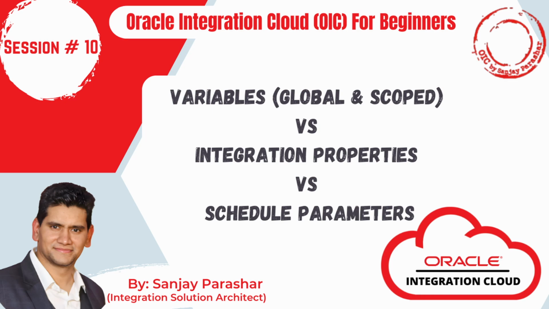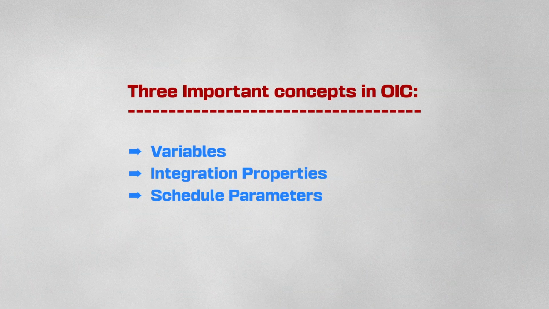Before we move into more complex development, it's very important to clearly understand three concepts in OIC: variables, integration properties, and schedule parameters. They may look similar when you see them in mappings or expression editors, but they behave very differently at runtime. So in today's video, we'll focus on when to use what.